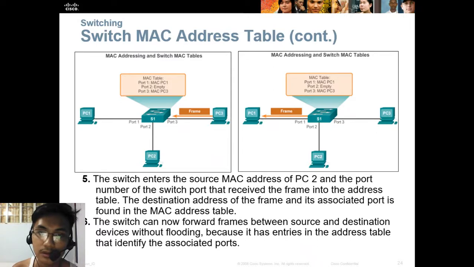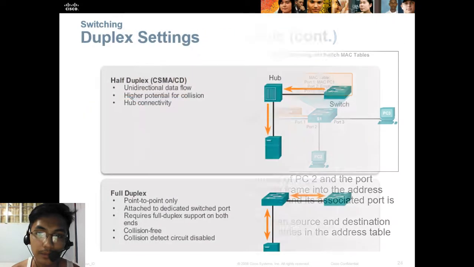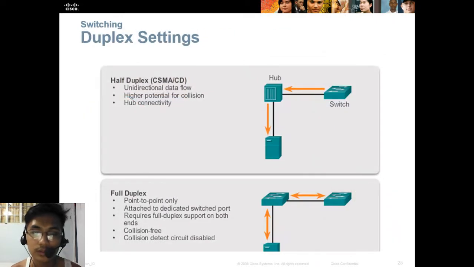So this is the MAC address table in the switch. This is like the ARP process. Now for switching, we have the duplex settings.